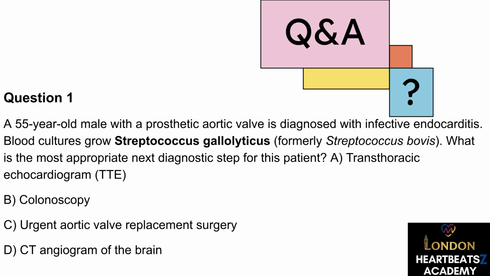A 55-year-old male with a prosthetic aortic valve is diagnosed with infective endocarditis. Blood cultures grow Streptococcus gallolyticus, formerly Streptococcus bovis. What is the most appropriate next diagnostic step for this patient? A. Transthoracic echocardiogram, TTE. B. Colonoscopy. C. Urgent aortic valve replacement surgery. D. CT angiogram of the brain. Answer: B. Colonoscopy.